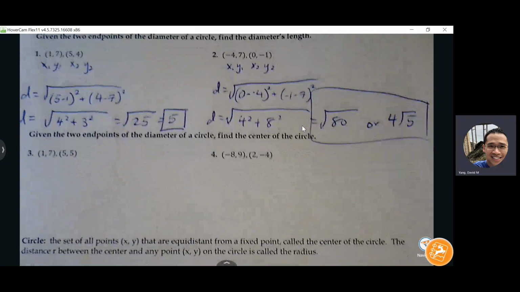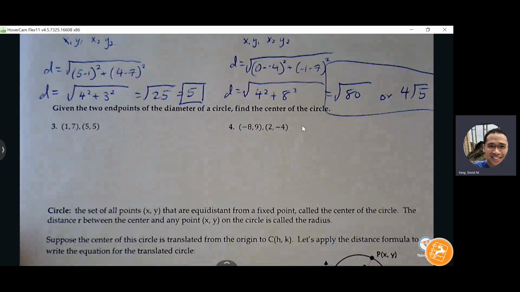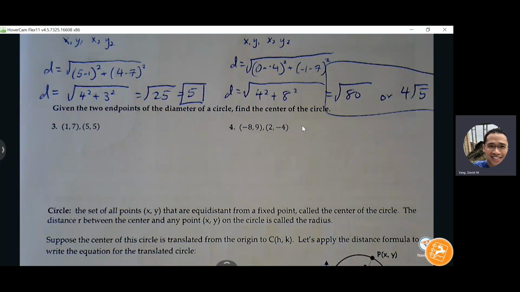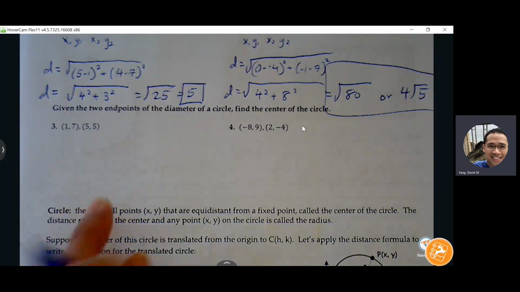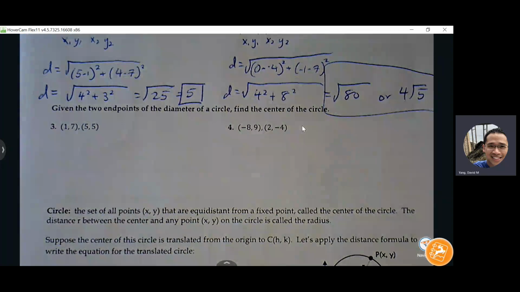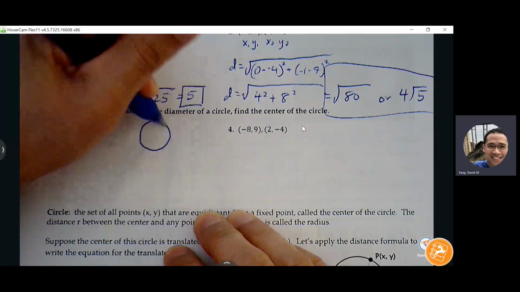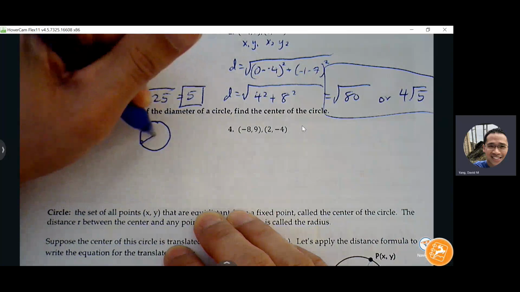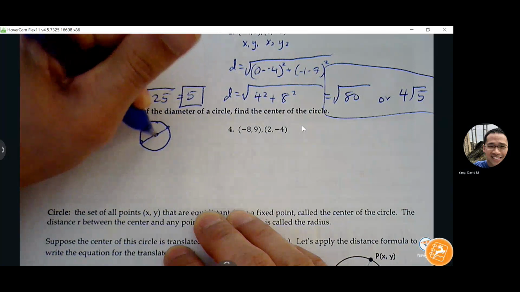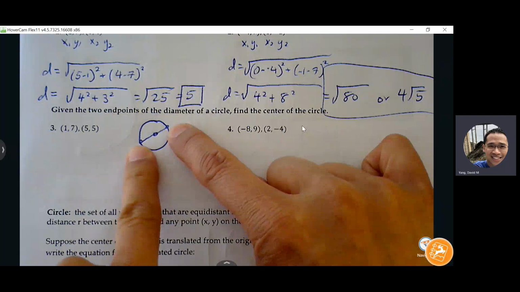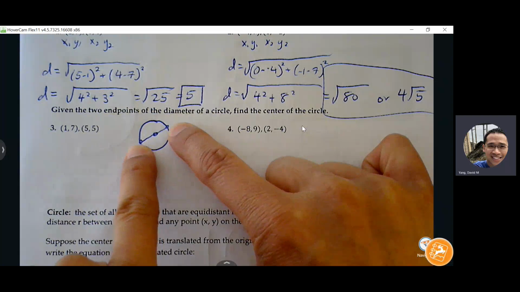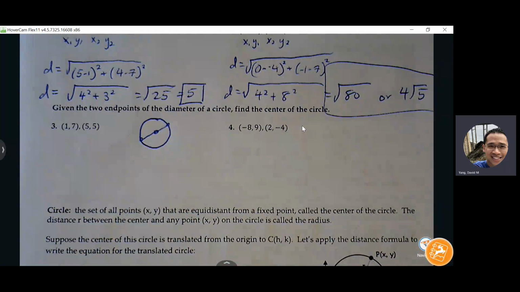All right, given 2 endpoints of the diameter of a circle, find the center of the circle. So I have 2 endpoints. I'm trying to find the center, and center is just the average of the 2 endpoints. So if I'm dealing with diameter, I know that diameter is going to go through the center of the circle. So it's really always going to be the average of the endpoints of its diameter, which will get you to your midpoint, which will be the center.